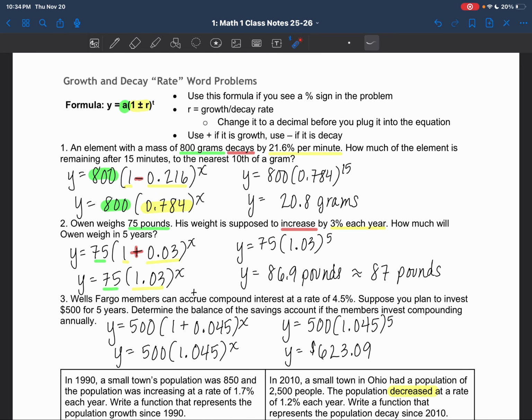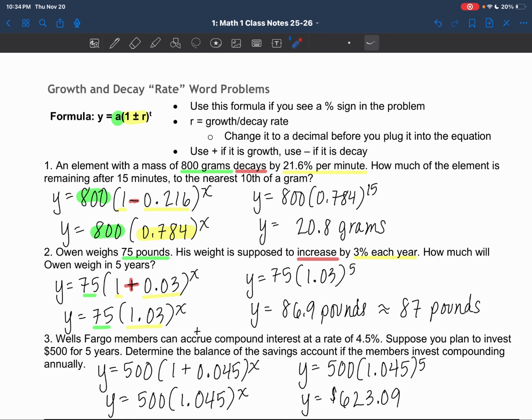All right, so now if you do a percent for your growth and decay rate problems, you're going to use this formula if you see a percent sign. So if it tells you a percent, you're going to have to either add or subtract from 1. So r is your growth rate, and you're going to change it to a decimal before you substitute into the equation. So if it's growth, you're going to use the plus sign. If it's decay, you're going to subtract from 1.